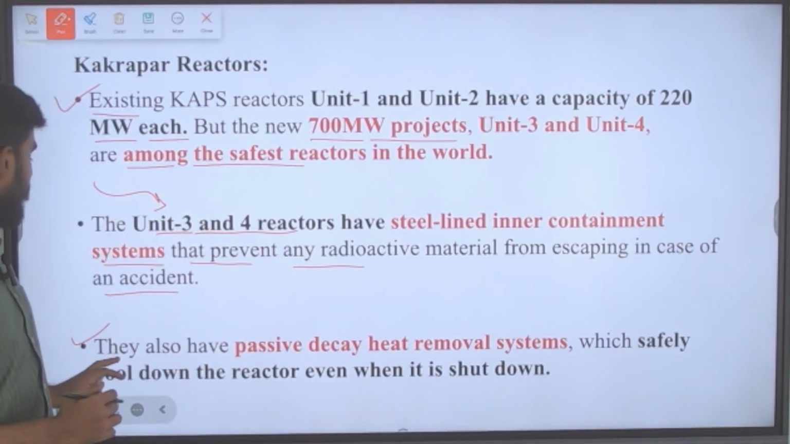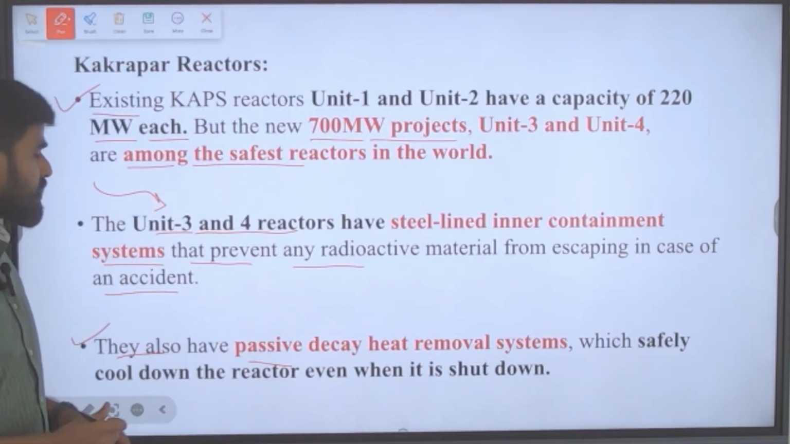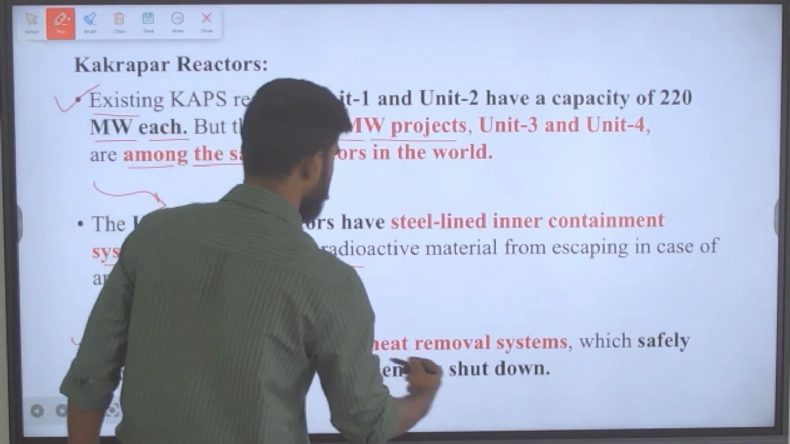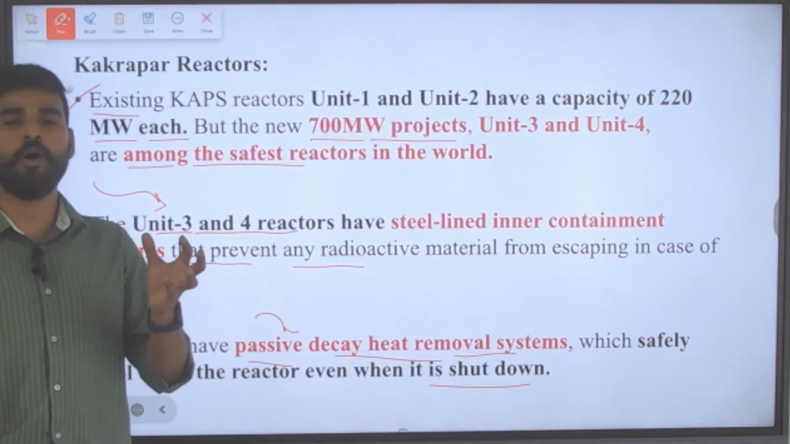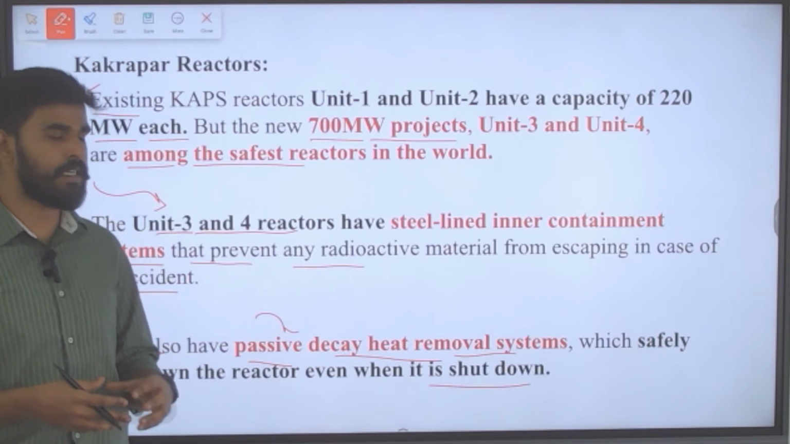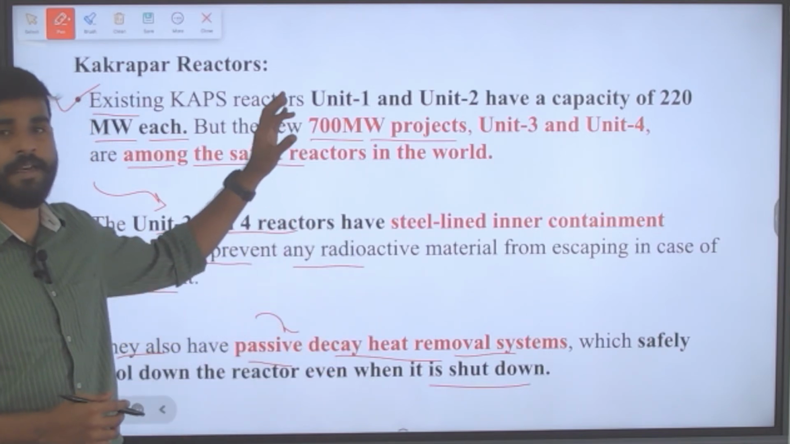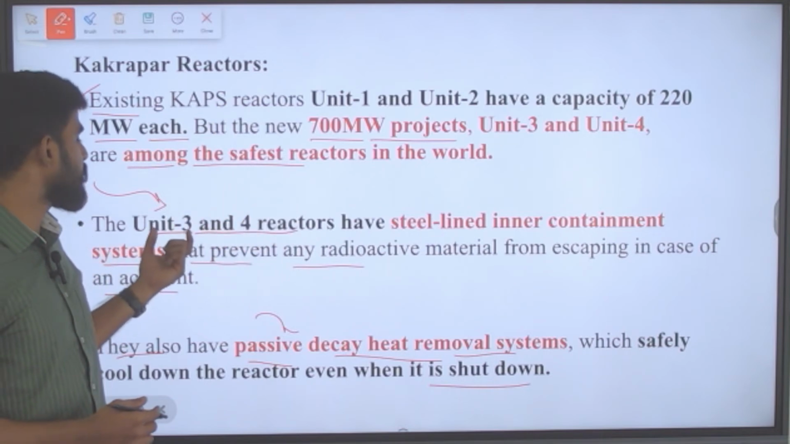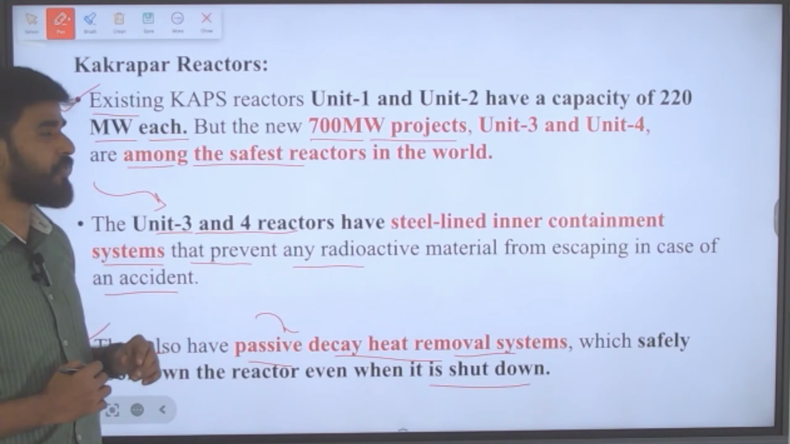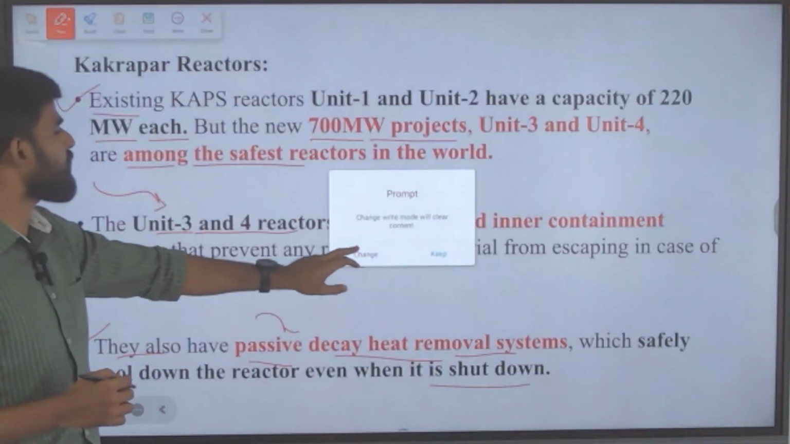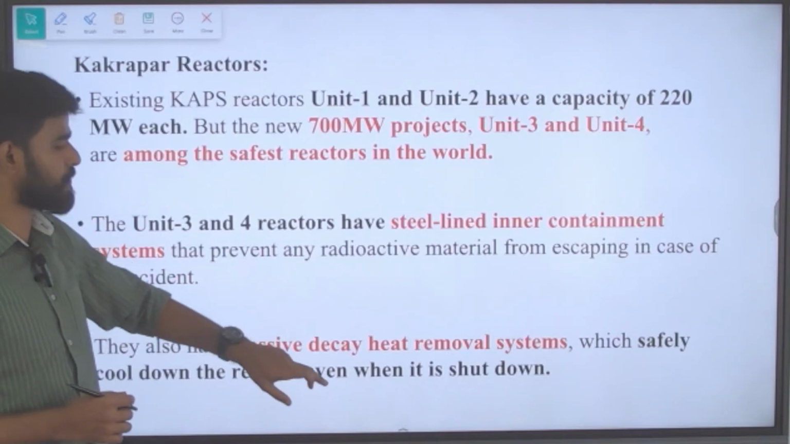Okay, and they also have a passive decay heat removal system. So what is this passive decay heat removal system? When the nuclear reactor is shut down, it will automatically cool down the reactor. That system is called the passive decay heat removal system. That is also integrated with these two reactors, unit 3 and unit 4 of Kakrapar power station. So this is what we need to understand about achieving criticality, its significance, and the reactors in Kakrapar power station.